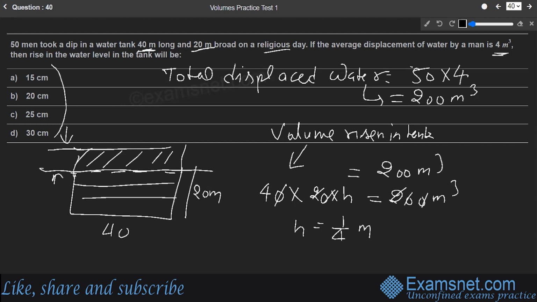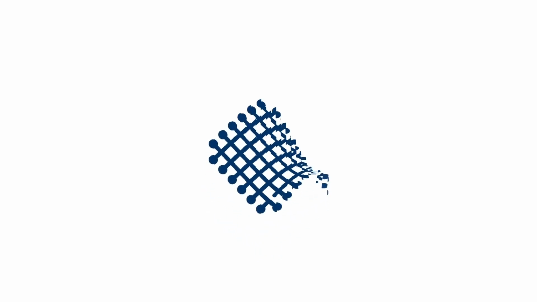All the options are given in centimeter, so we also have to convert it into centimeter. 1 meter has 100 centimeters, so it's 1 by 4 into 100, which is nothing but 25 centimeters. So that is the final answer. Option C is the right answer.